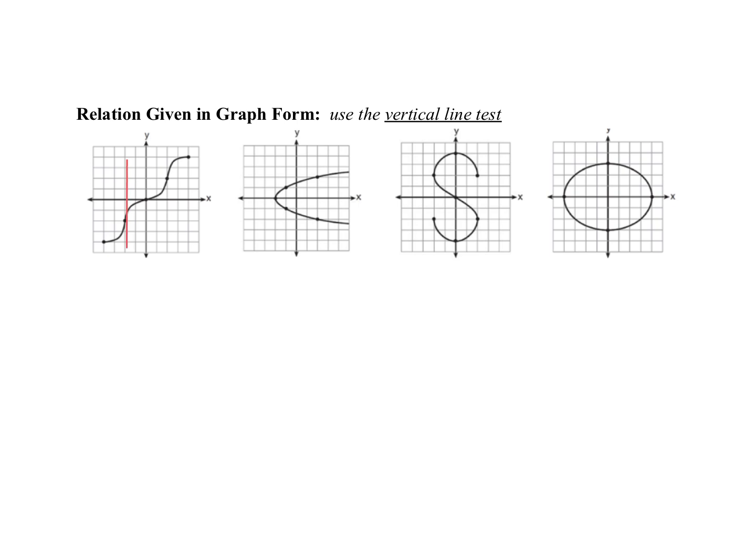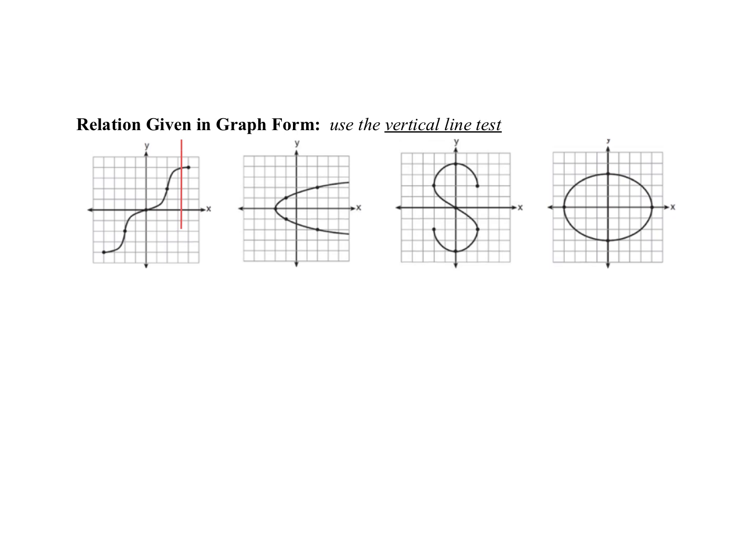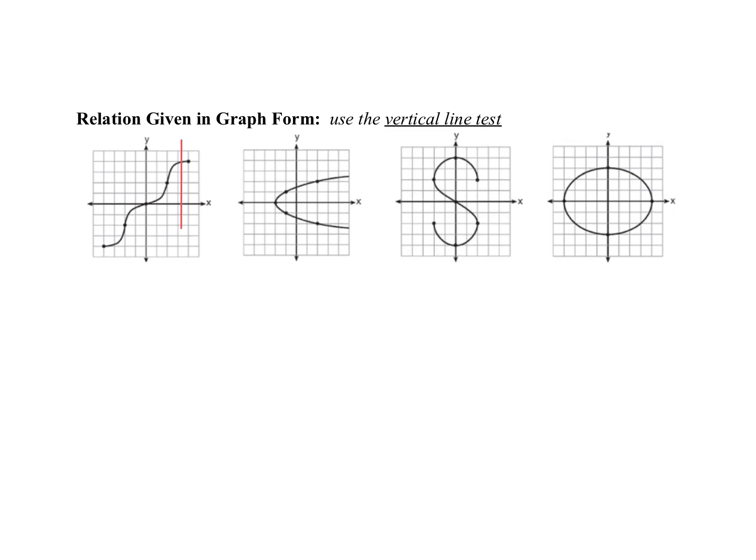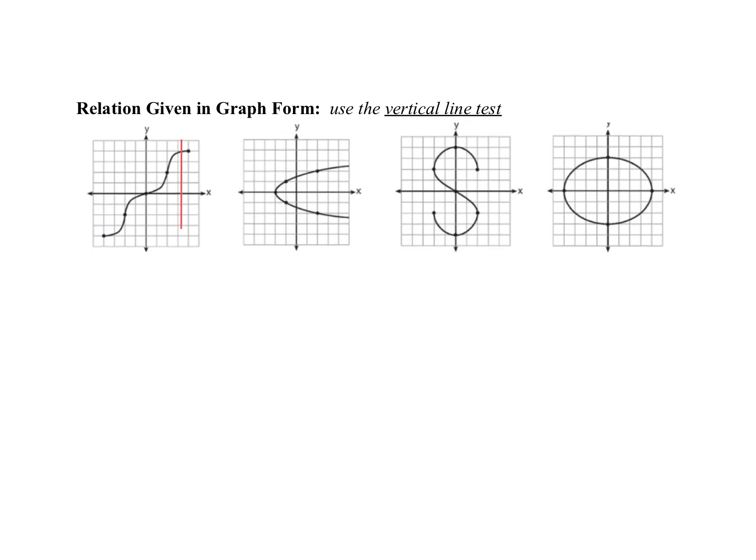Imagine drawing a vertical line. Now imagine taking that line and moving it across the graph. And if that vertical line touches the graph in more than one spot at any place, then it fails the vertical line test. So for example, this one actually passes because it doesn't touch in more than one place. So this would be yes. Each input maps to exactly one output.